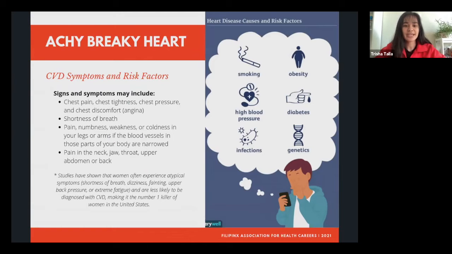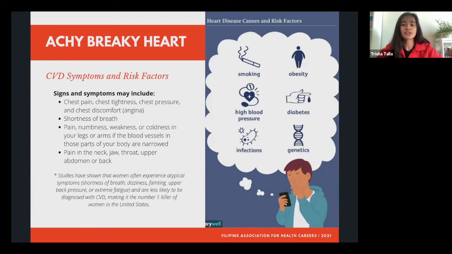There's also pain, numbness, weakness, or coldness in your legs or your arms if the blood vessels in those parts of your body are narrowed. And there's also pain in the neck, jaw, your throat, upper abdomen, and your back. So it's also important to note that you may not be diagnosed with cardiovascular disease until you have a heart attack, angina, stroke, or heart failure.